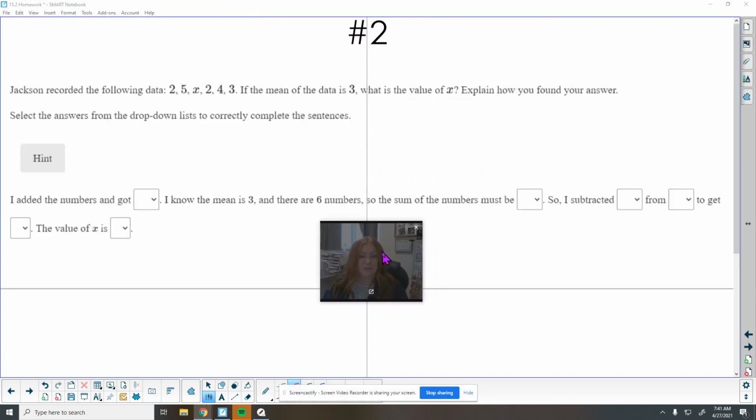So number 2 is a little trickier. So we haven't really talked about one like this. So it says that Jackson recorded the following data here. And one of the numbers we don't know. It's just X. The mean of the data is 3. So they added all these numbers, divided by 1, 2, 3, 4, 5, 6, since there's 6 pieces of data, and they got 3. So what is the value of X?